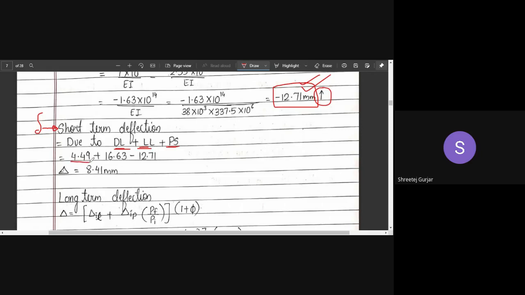So it is 4.49 plus 16.63, and this was minus, so I have substituted minus 12.71. So the total short term deflection is equal to plus 8.4141 mm. So it is downward deflection. Total short term deflection is downwards. So is it clear, guys?